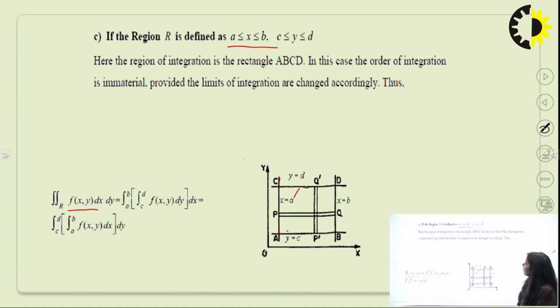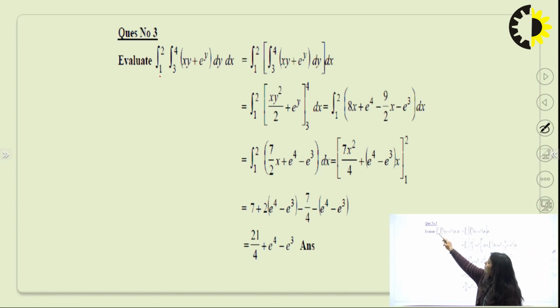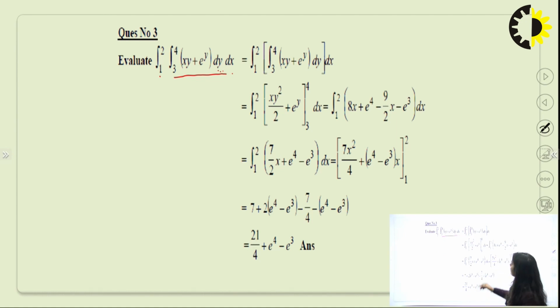For example, here the limit of x is from 1 to 2. This limit is for y, because here we first have to integrate the function with respect to y. Here it is given first dy, so this limit is for y, and then dx, so this limit is for x. So the limit of x is from 1 to 2 and the limit of y is from 3 to 4.